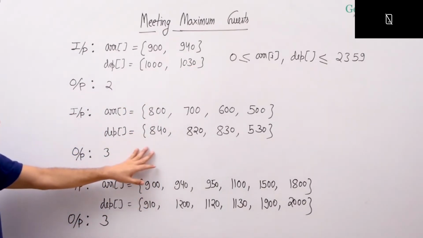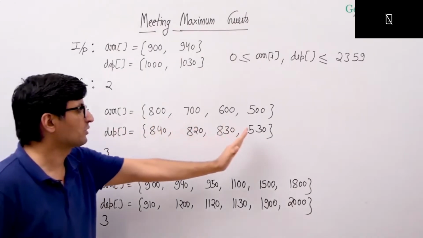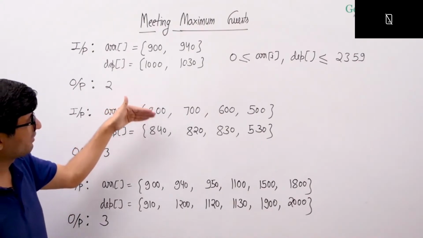Let's now see this example. Here you have four guests coming to the party, and these are their arrival and departure times.